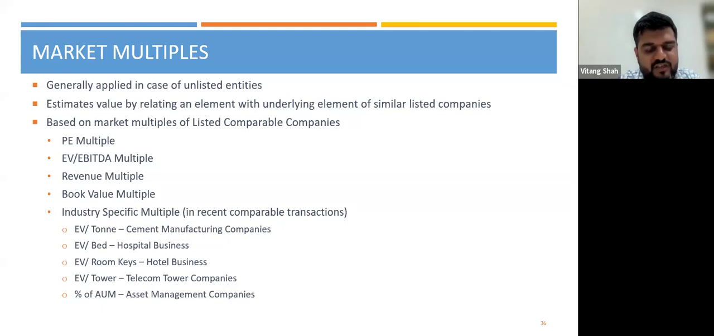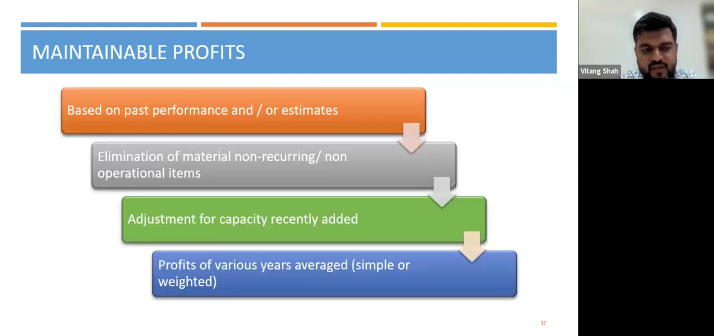So these are various other industry-specific multiples which one can apply under the comparable companies multiple approach. Now these multiples need to be applied on maintainable profits. So how do you arrive at a maintainable profit? You take the performance of the company for the past years. You eliminate any material non-recurring or non-operating items. Those could be either income or expenses. You adjust for the capacity related parameters.